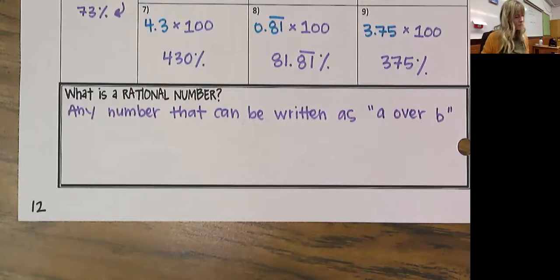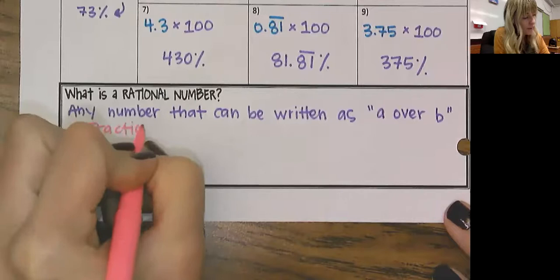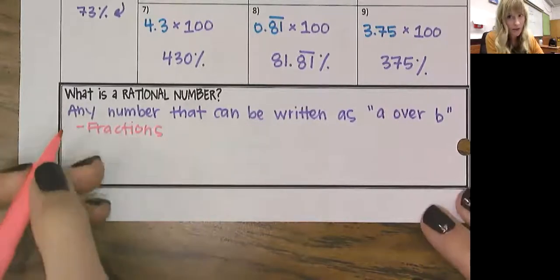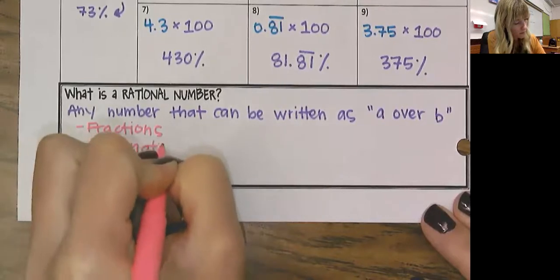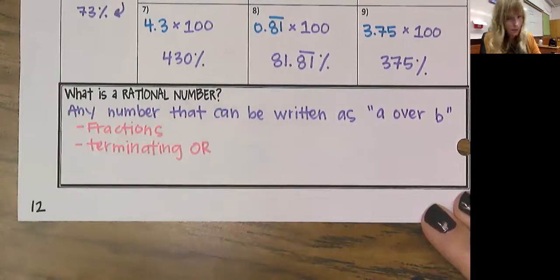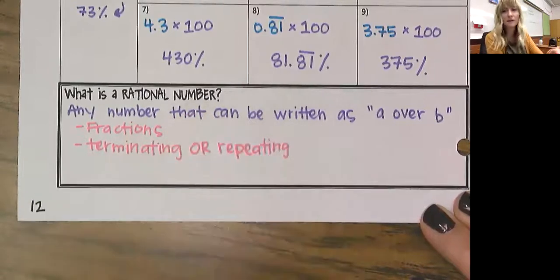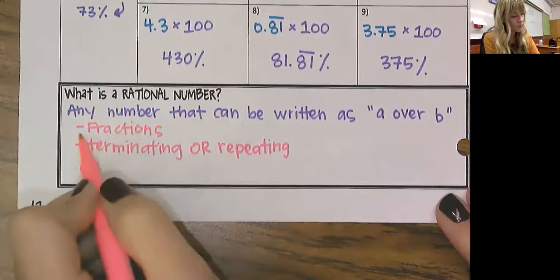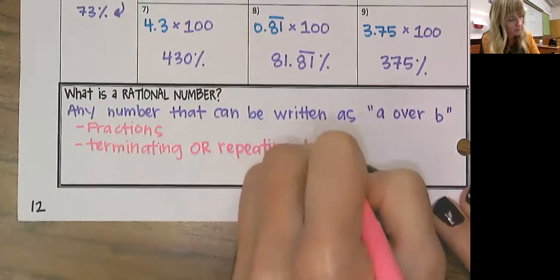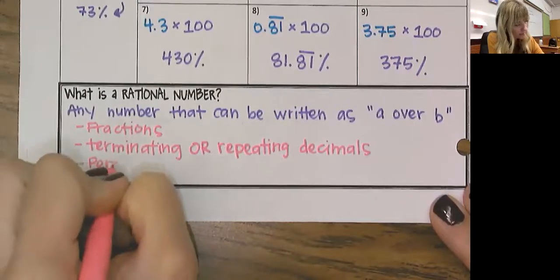So any number that can be written as A over B, well, that's of course fractions. But we now definitely know that if it can be written as a fraction, it could also be written as a terminating or repeating decimal. One of those two, and it depends on if the long division ends with a zero remainder, terminating, or if it keeps doing a pattern like 20, 90, 20, 90, 20, 90, that's when you get repeating. So a fraction, terminating or repeating decimals, and percents.